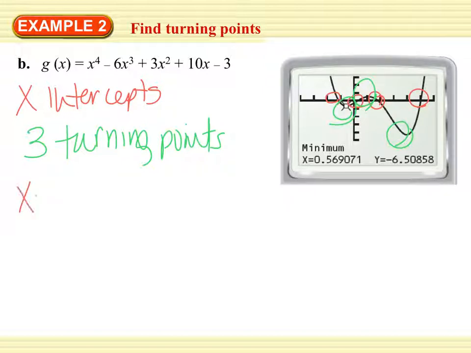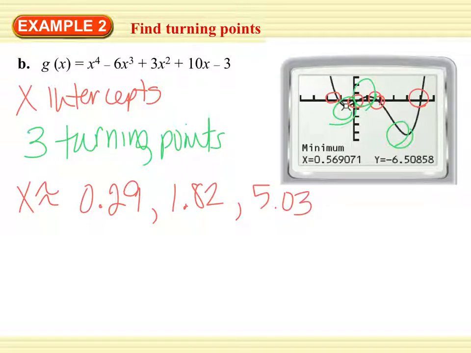So my x-intercepts, it's a lot of calculator work because these are not whole numbers. 0.29, approximately 1.82, approximately 5.03. I'm missing one, and negative 1.14.